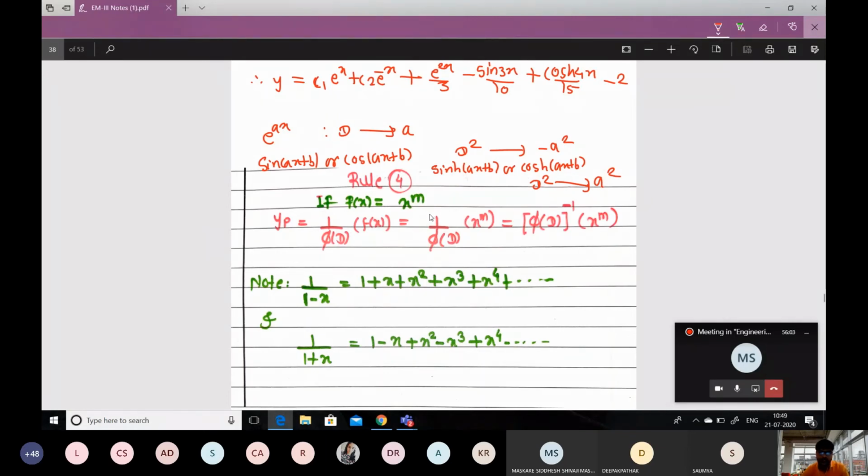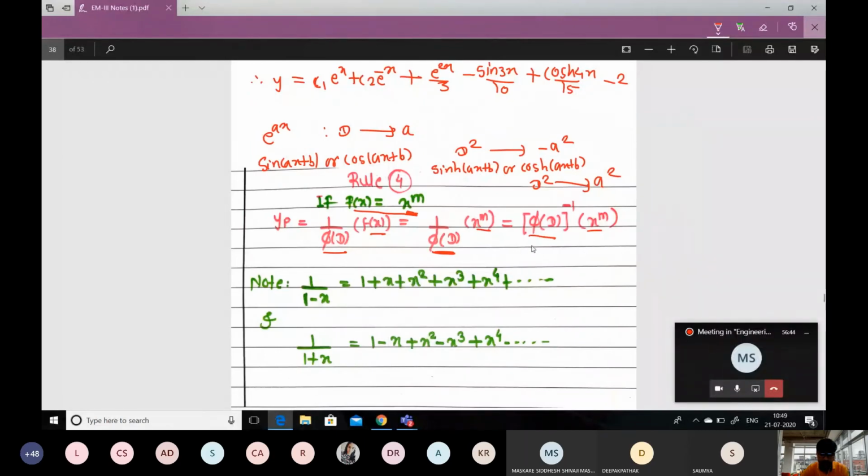Okay. Let us take rule number 4. Rule number 4 is about when the right hand side is a polynomial, something like x to the power m. If you have f of x as x to the power m, then what do we have to do to get the particular integral? Simply, I will write yp as 1 upon phi of D times f of x. So 1 upon phi of D times x to the power m, that is, I am just taking the inverse of this phi of D.